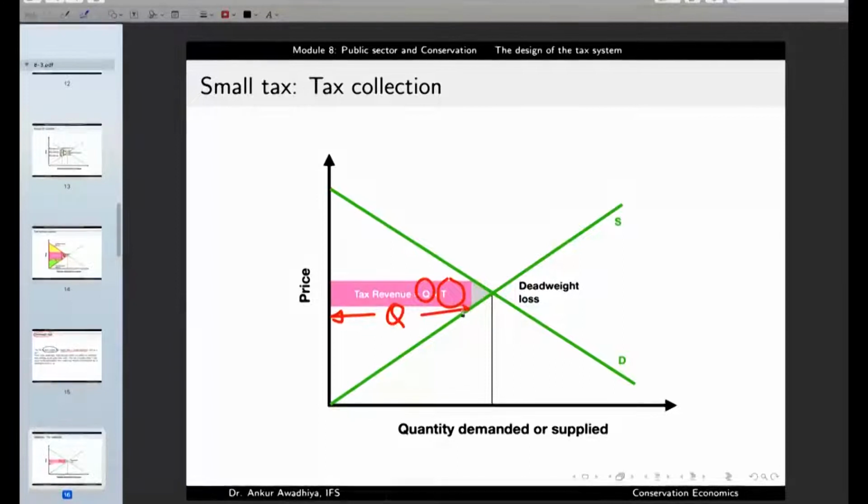So this much is Q. Now, if T reduces, then Q increases, which means that the more you increase the size of the T, which is the tax size, the market shrinks even further. So the shrinkage of the market is related to the size of the tax.